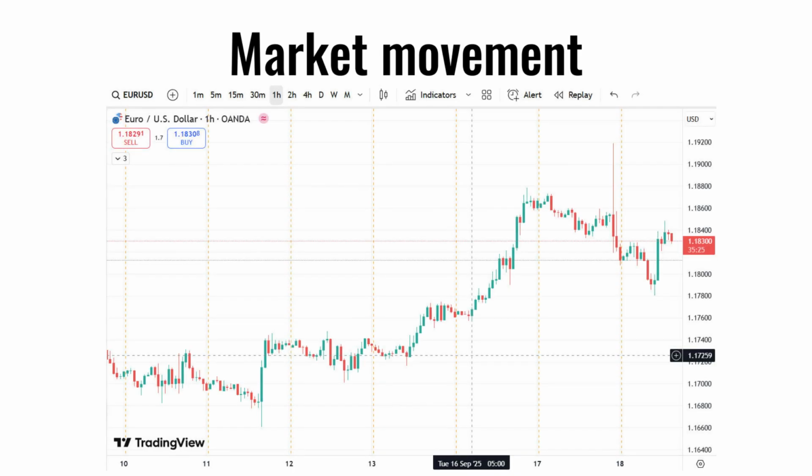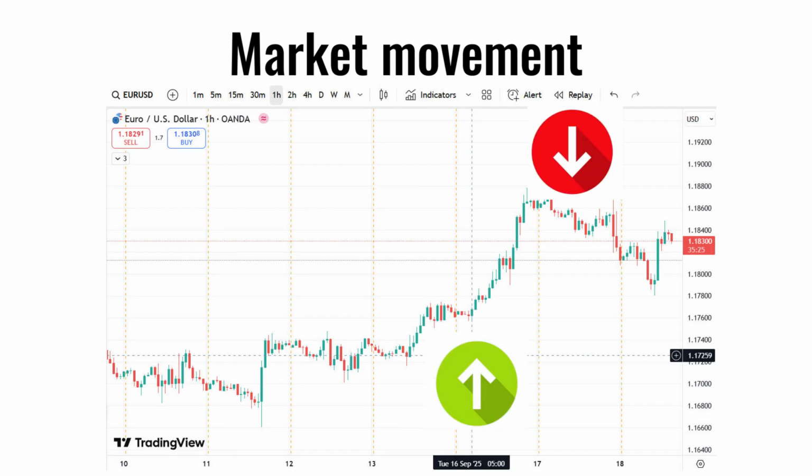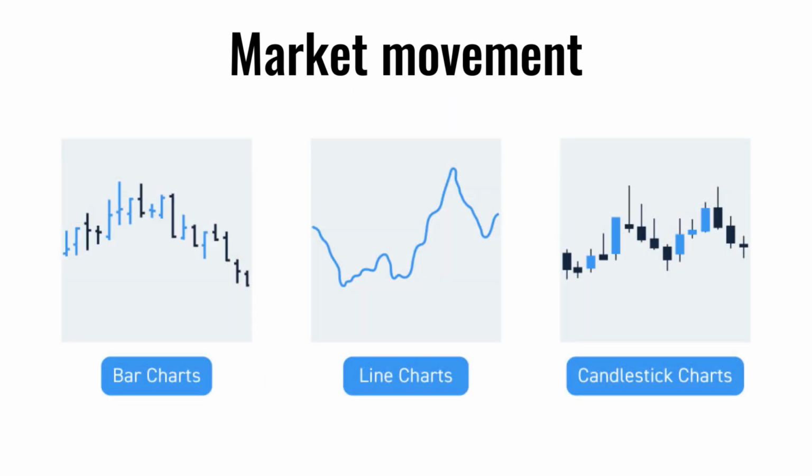Great! Now that we understand candlesticks, let's step back for a moment. The market is always moving up and down, represented in a quadrant where it shows us the price on the right and the date below. This movement is what we call price action. Candlesticks are just one way to show that movement. But there are other ways too.